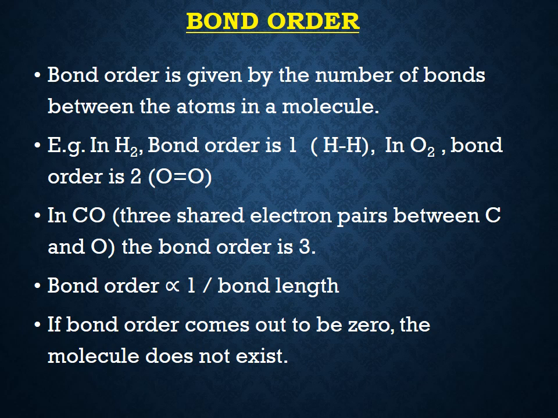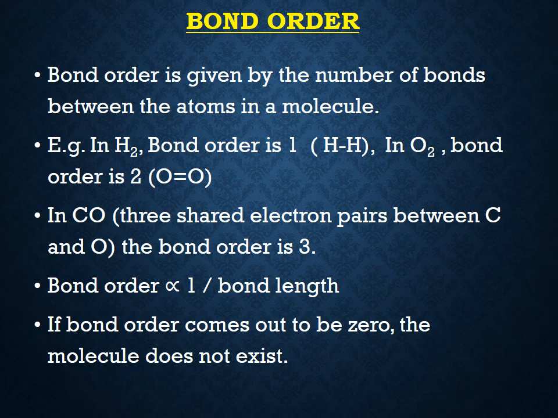Bond order. Bond order is given by the number of bonds between the atoms in a molecule. In H2, the number of bonds between the atoms is 1, so the bond order is 1. In O2, the number of bonds between two oxygen atoms is 2, so the bond order is 2. In CO, there are 3 shared electron pairs between C and O, so the bond order is 3.